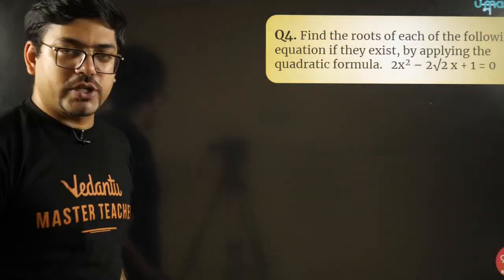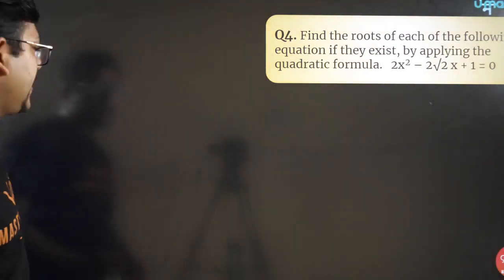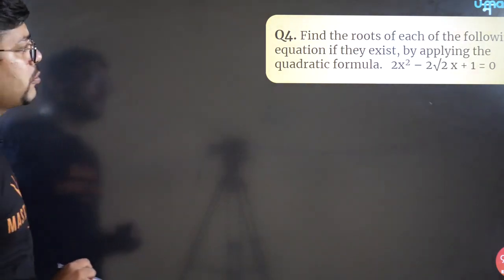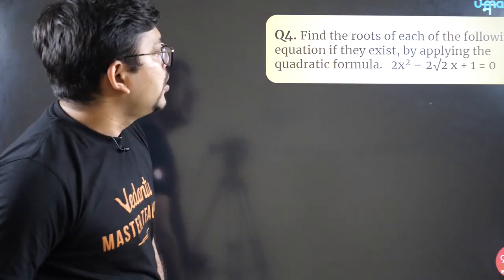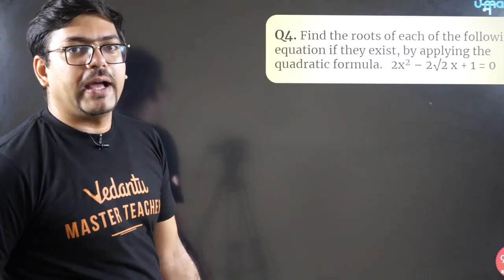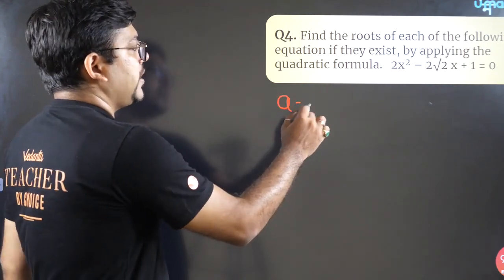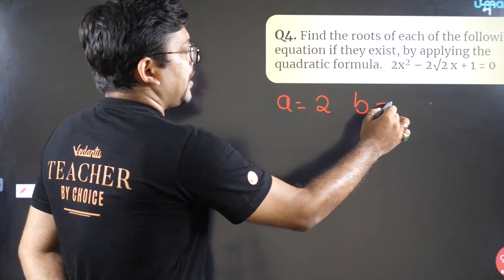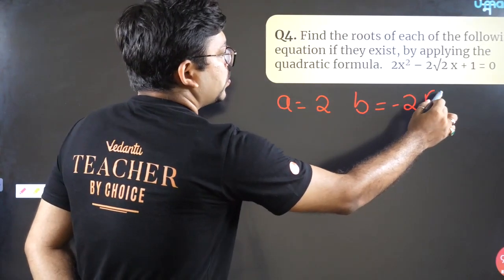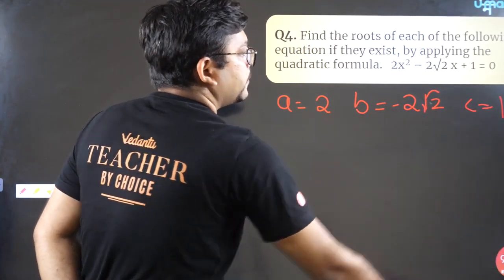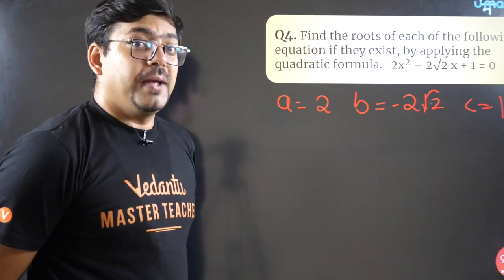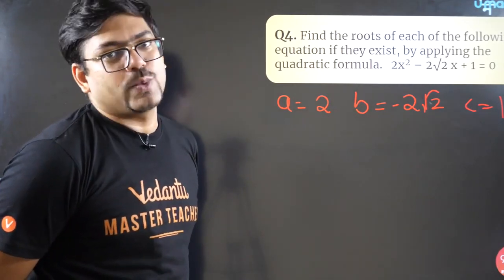Here's the next question, question 4. Let's solve this as well. This question says again the same thing. We'll be just applying the formula. So the quadratic formula we have to apply. A, B, C, do we know the values? Yes, A is 2, B is minus 2 root 2 and C is 1.